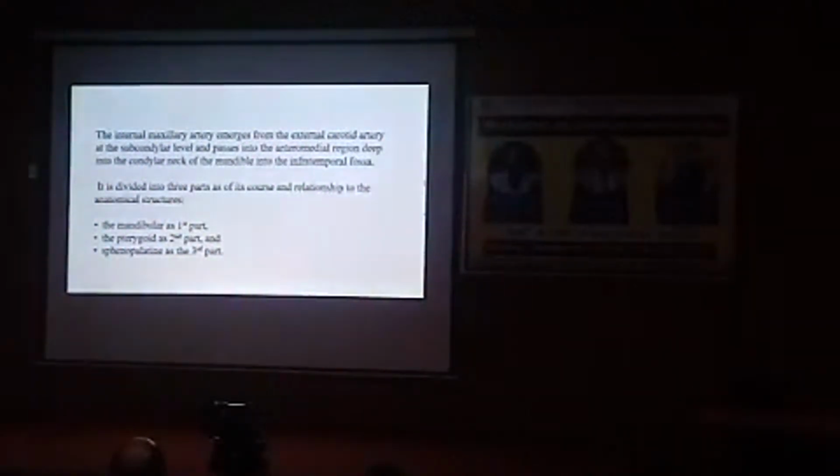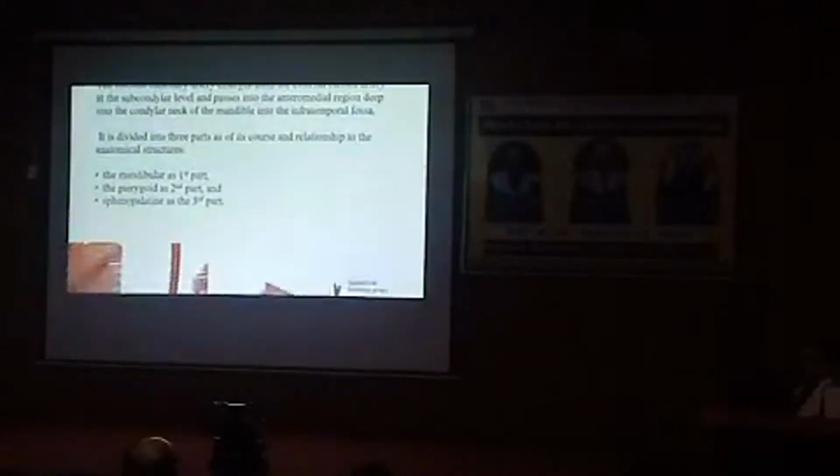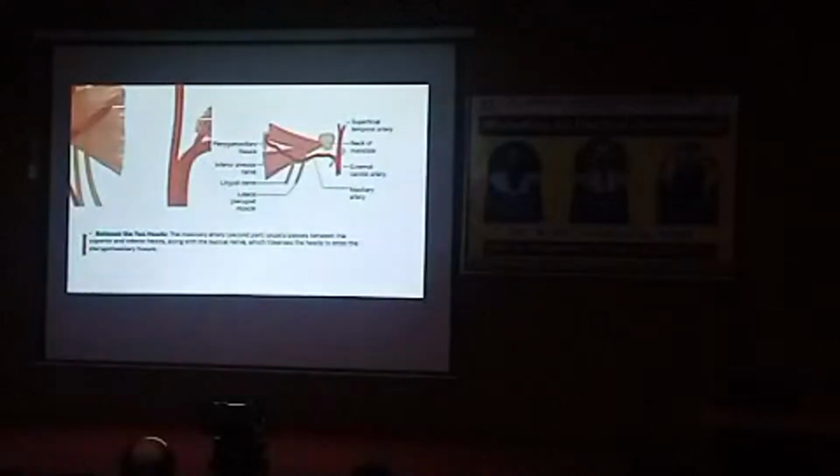The internal maxillary artery emerges from the external carotid artery at the subcondylar level and passes into the anteromedial region, deep into the condylar neck of the mandible, into the infratemporal fossa. It divides into three parts: the mandibular first part, the pterygoid second part, and we will see the second part. This second part passes between the upper and lower heads of the lateral pterygoid. The maxillary artery usually passes between the superior and inferior head along with the buccal nerve and traverses the head to enter the pterygomaxillary fissure.